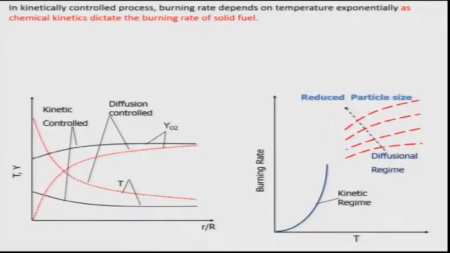And keep in mind that in this kinetic control, if you consider this as your solid surface, r by R equal to 1, this is the place, and this is your solid surface. In this condition, the temperature is a little higher and changes along the radial direction, but the difference between the temperature at the solid surface and at infinity, or far away from the surface, is not much. Similarly, the oxygen concentration for kinetically controlled combustion at the solid surface is a little low as compared to away from the solid surface. However, the difference is not much.